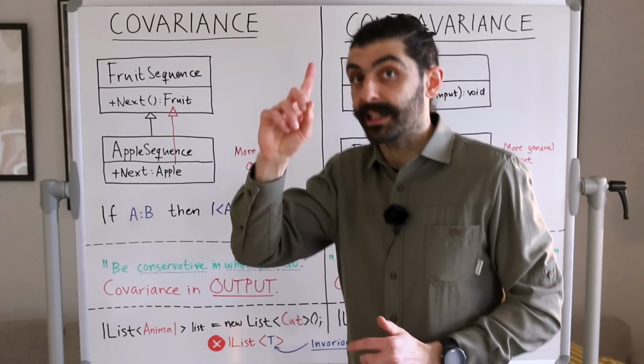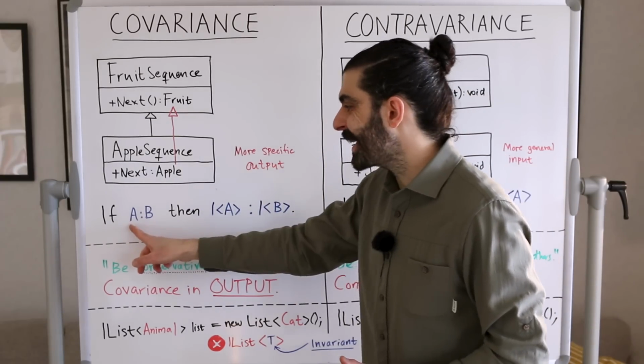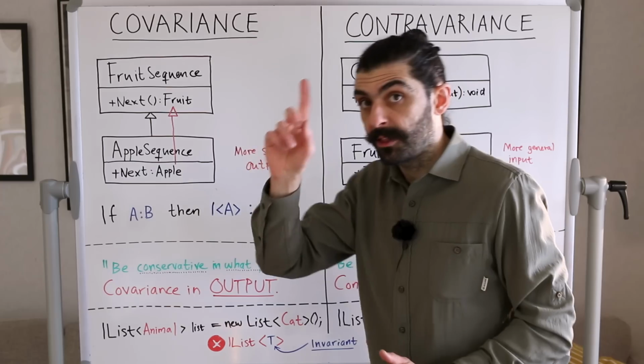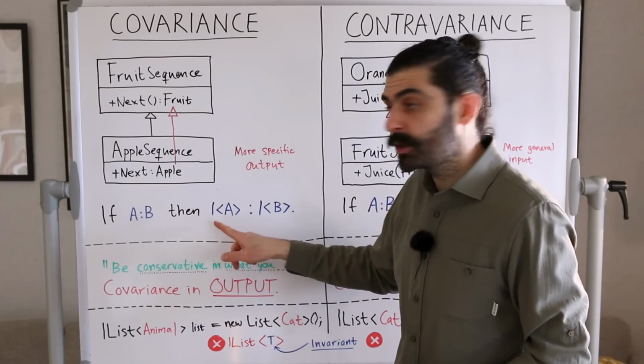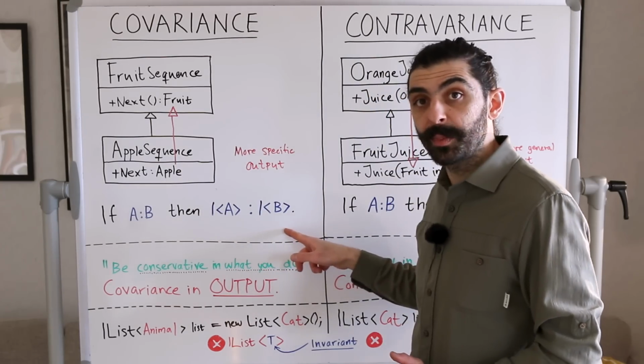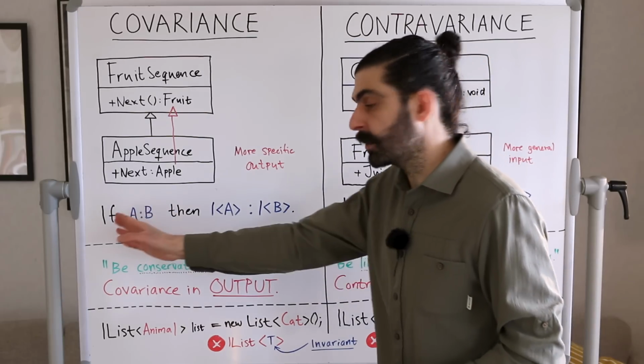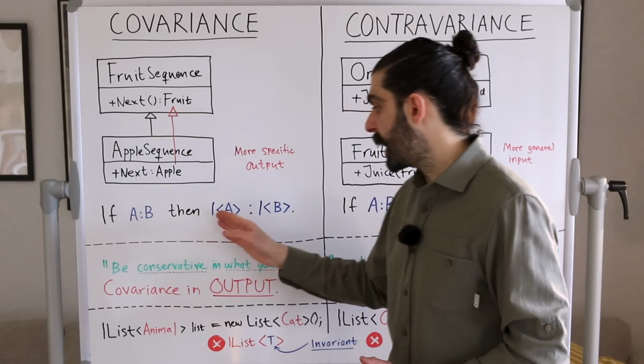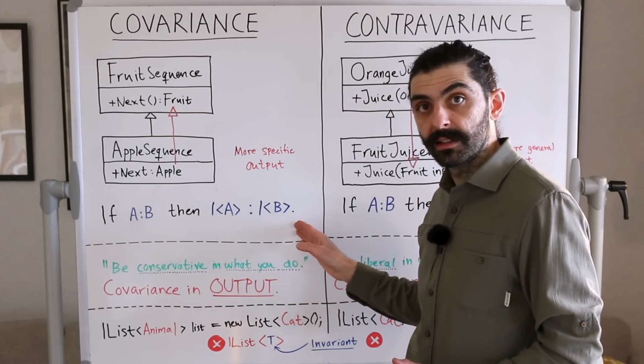Let's define this more formally. Covariance means that if A is a subtype of B, then a type I that uses A is a subtype of a type I that uses B. Covariance: A on the left, B on the right.